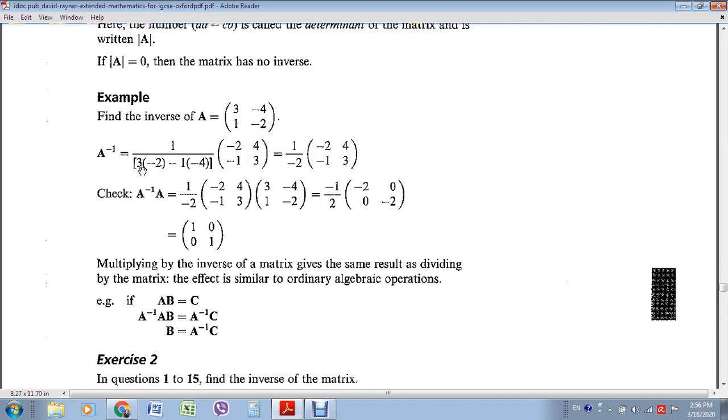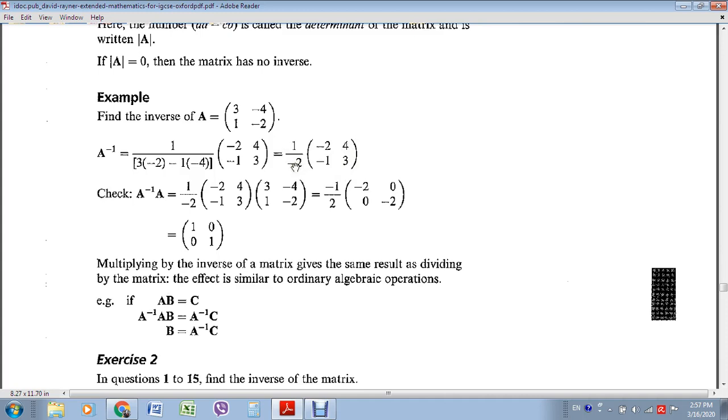Now you can solve. -2 multiplied by 3 is -6. Then this minus multiplied by this minus will become plus. -6 plus 4 equals -2. Now 1 over -2 into the matrix 3, 4, -1, -2 hmm, the adjoint matrix. This is called A inverse.